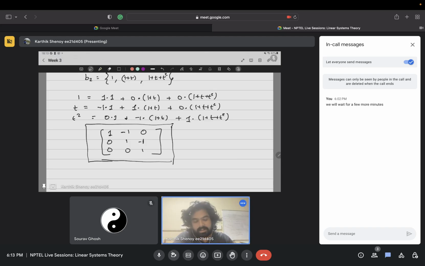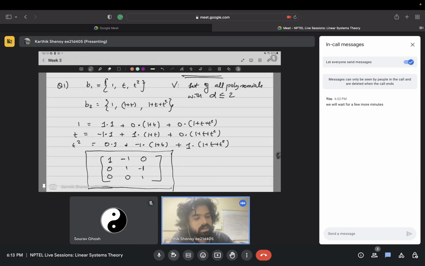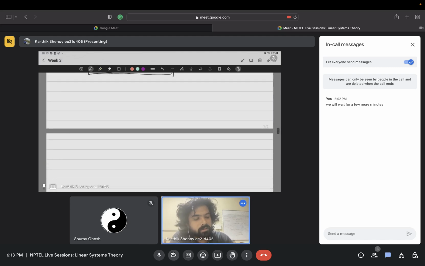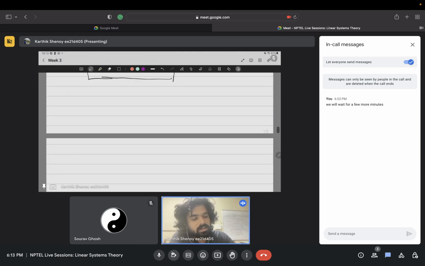Now let's take a vector in B1 basis, whose coordinates are given with respect to B1. So I'll call it V1 equal to 1 plus 5t plus 2t square. Okay, this is my vector. It's a vector space, so all the points in that vector space are polynomials of degree less than or equal to 2. Okay, so this is my vector.